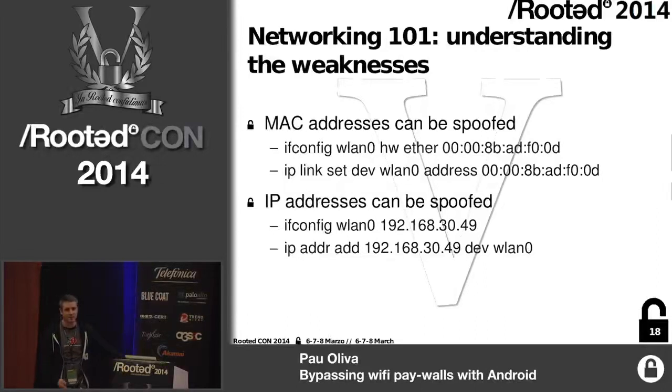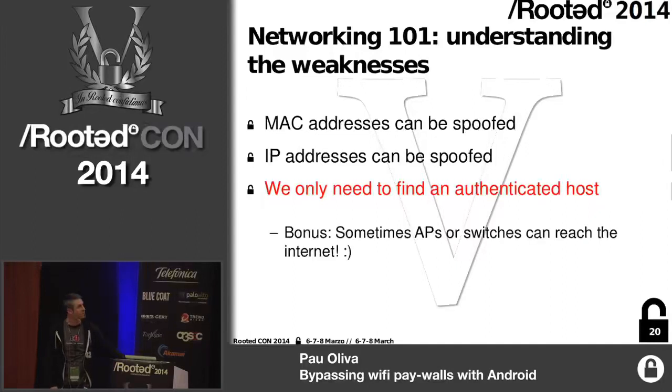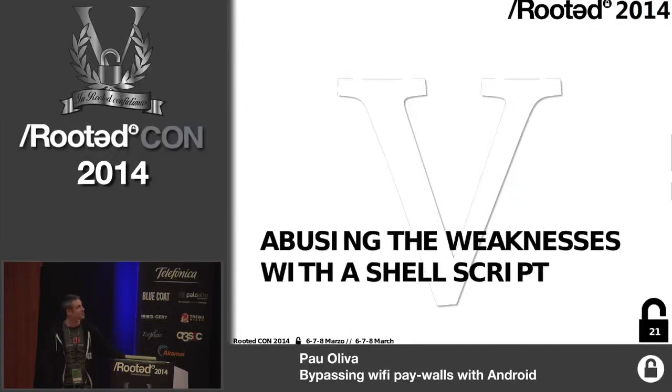These IP and MAC addresses can be spoofed through configuration. We need to find an authenticated host. That's essential. Sometimes you don't even need to find an authenticated customer, because some IPs or switches can reach the internet. When you loop through all the IPs in the hotspot, you can take other people's identity and find the right exit.